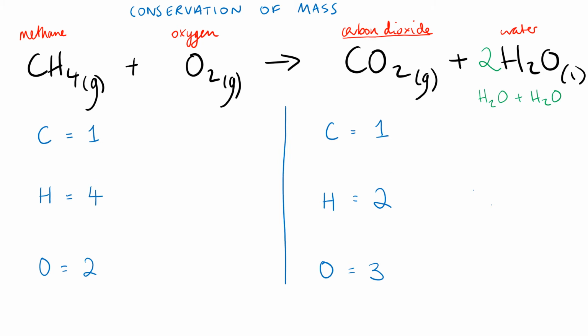So what I've done is I've made 2 water molecules instead of 1, which means that on the right-hand side there are now 4 hydrogens, because we have H2O plus H2O, 2 plus 2 is 4. But what we've also managed to do there is that we've got 2 oxygens from the waters now, and those 2 oxygens added to the 2 from the carbon dioxide mean that there are now 4 oxygens on the right-hand side.